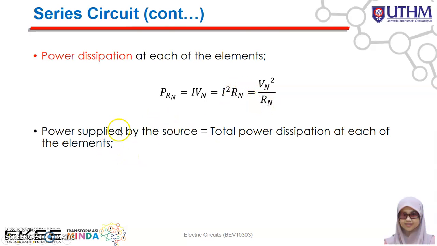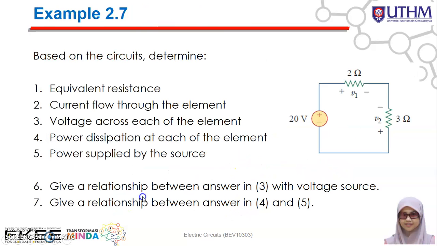The power supplied by the source is equal to the total power dissipation by each of the elements. So P equal to IV, the power supplied by the source, is equal to the total power dissipated by R1, R2, R3 and so on. Okay, let's go for the example.